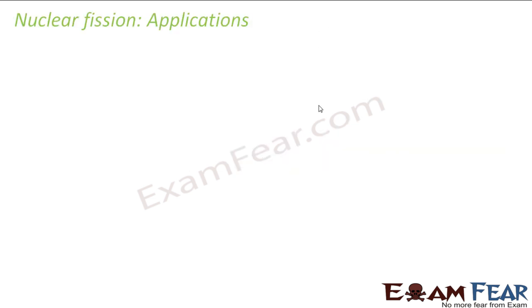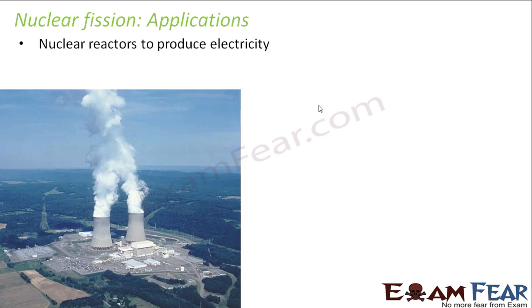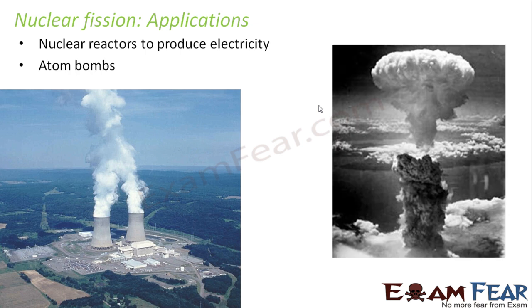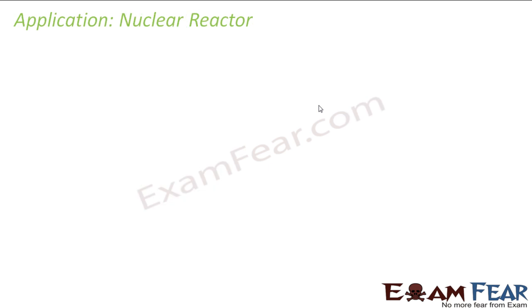So let us now look at the applications of nuclear fission. When I talk of application, one application was the atom bomb, which was an application of uncontrolled chain reaction. The other, good application is the nuclear reactor, used to produce electricity. The other one is atom bombs to cause destruction. Now we will discuss the working and functioning of a nuclear reactor in detail.